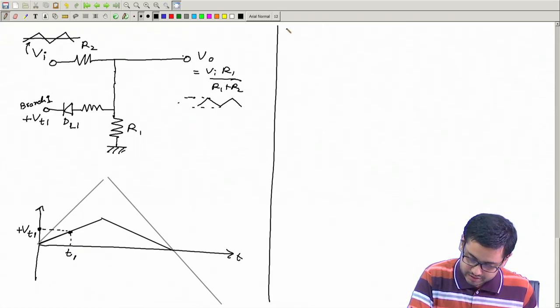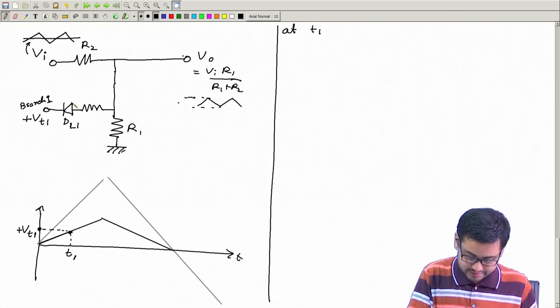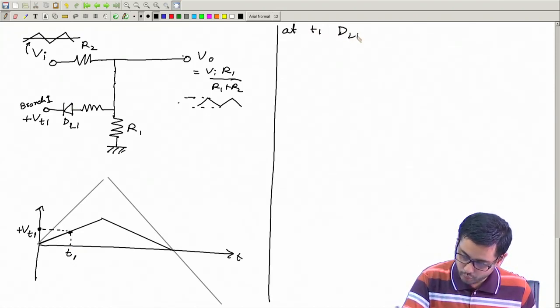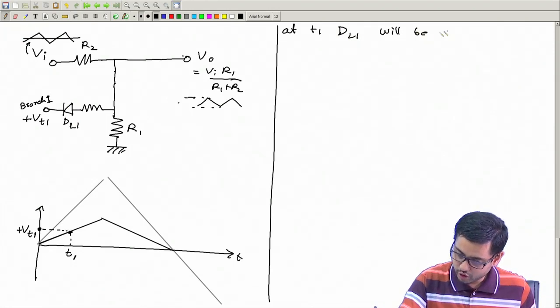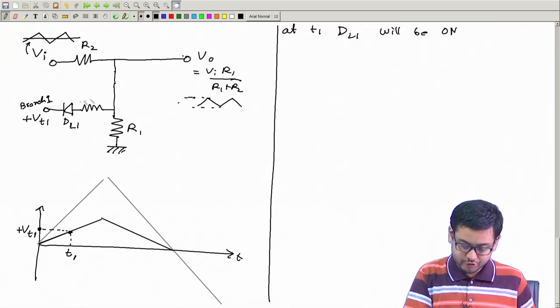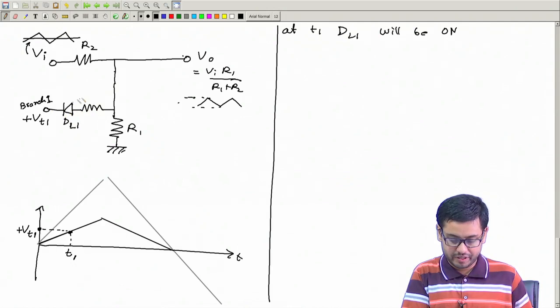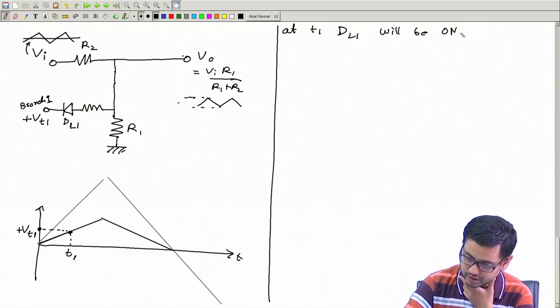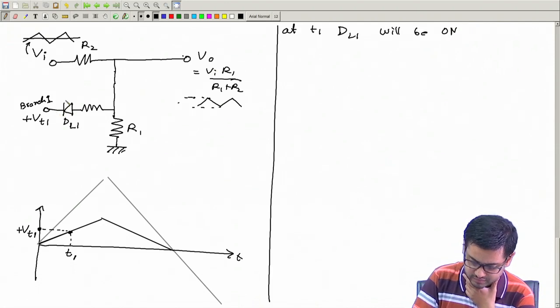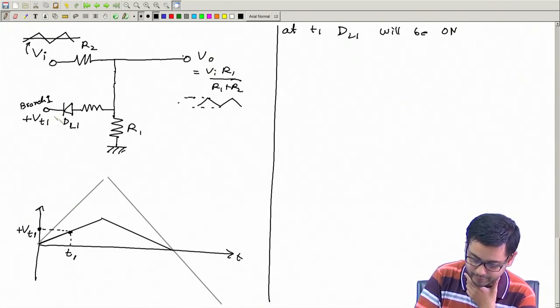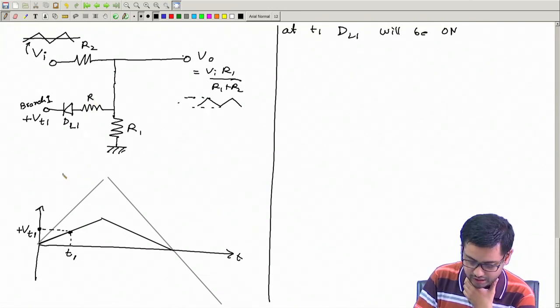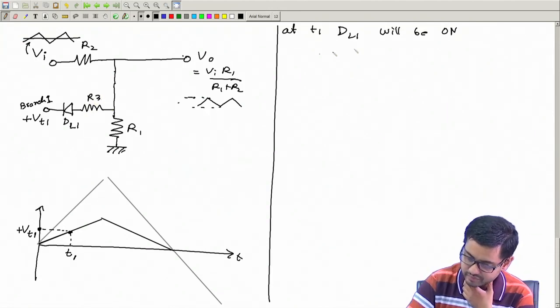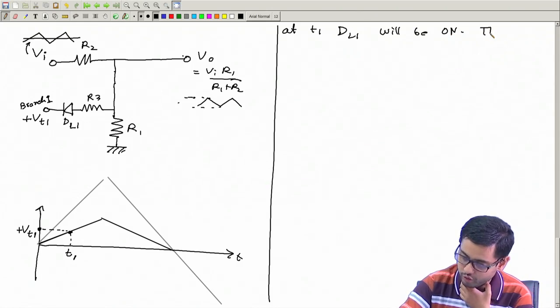So at T1, this diode will be on, DL1 will be on, and therefore this branch is no longer ignorable. I have to take care of it. Okay, so what I have to do to find this voltage, I have to consider this, okay, and call this R3.